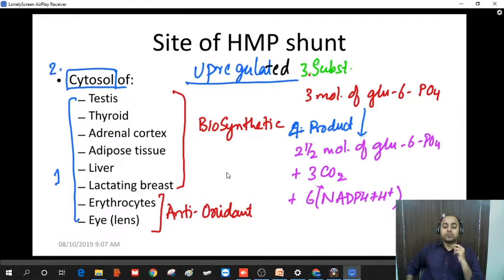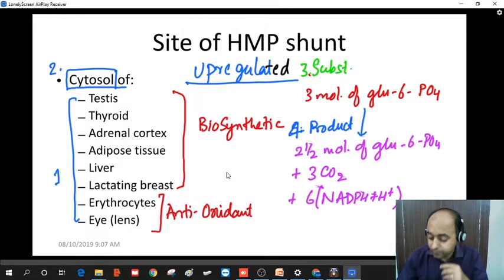Okay, so this is about the substrate and the end product. Mostly it is being recycled in the reversible phase, and the glucose is again regenerated. It is the intermediates which are important, and along with that the generation of NADPH, which is important.